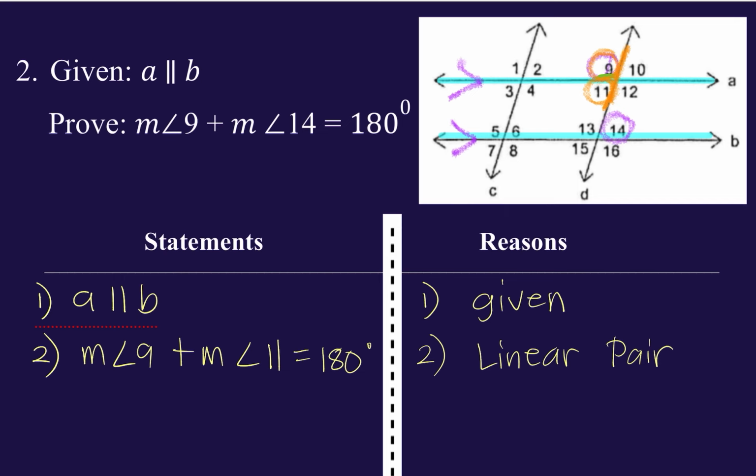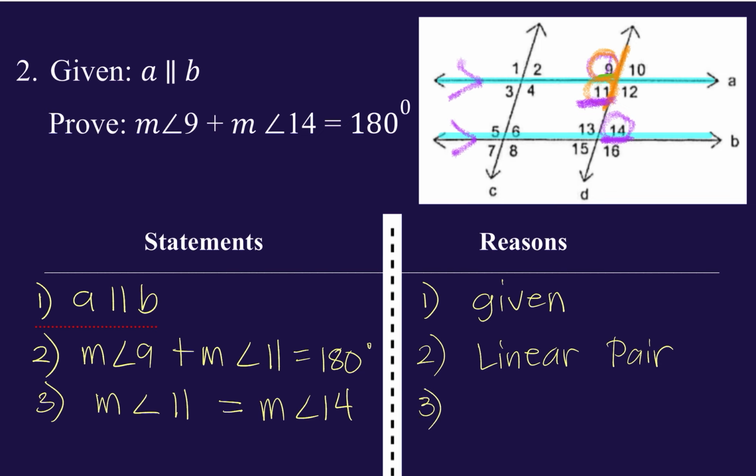And if you have noticed in the illustration, we have here two angles that are congruent, or equal in measure. I'm looking at 11 and 14. They are alternate interior angles. So our number 3 statement can be: measure of angle 11 is equal to measure of angle 14.